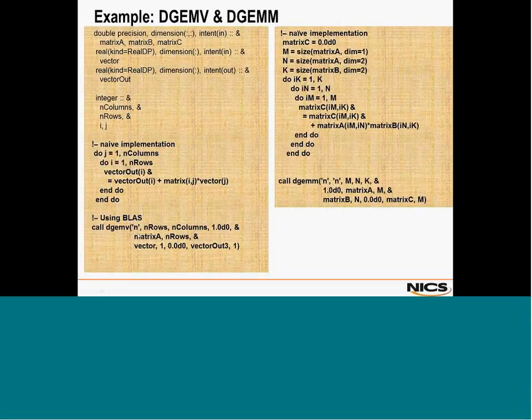Simply call DGEMV. The first argument asks whether or not you want to transpose your matrix, and N just means no transpose. The first 2 arguments just give it the size of the matrix, number of rows, number of columns. If you do not want to multiply the matrix or the vector with any scalar, then you just give it 1. And the next argument is the matrix itself. And then there's what they call the leading dimension of the matrix.